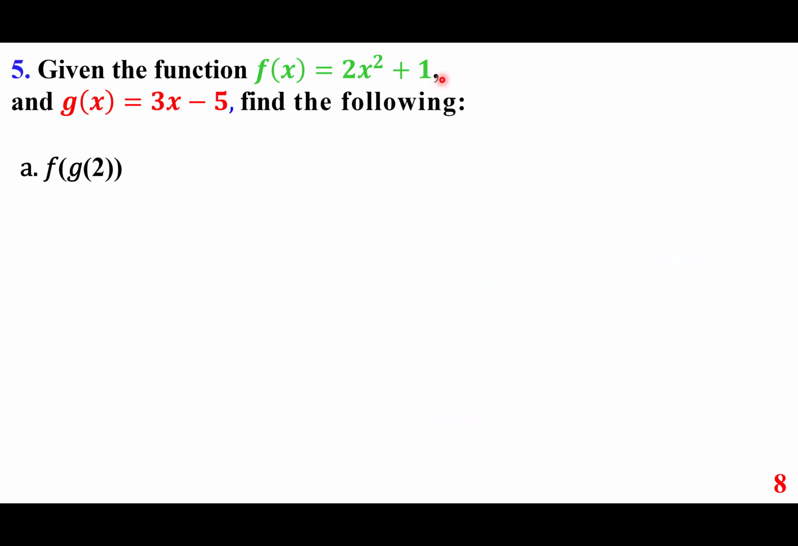Given the function f of x equals 2x squared plus 1 and g of x equals 3x minus 5, find f of g of 2.